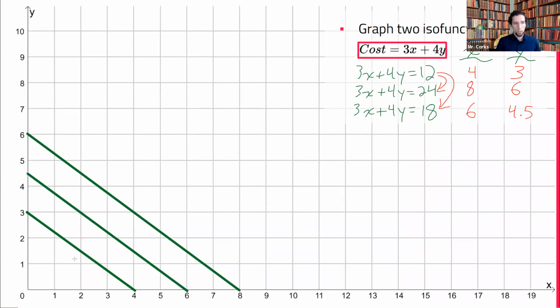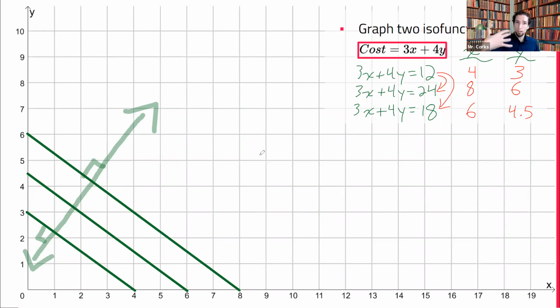There are 3 iso cost lines representing 12 and 18 and 24. Okay, so if we imagine a perpendicular line, which direction do we want? Which one is more desirable? Do we want to be going up to the right or down to the left? Down to the left. Why? Because the lower the costs, the higher the profit that you can get.